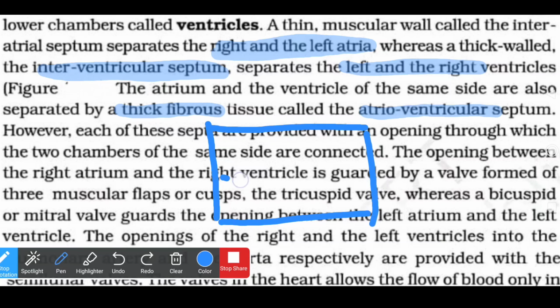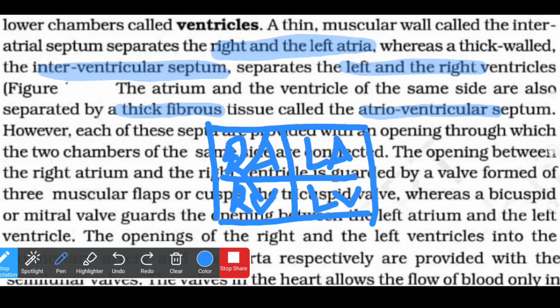Now, if I draw the heart somehow like this: this will be the right atrium, this will be the right ventricle, this will be the left atrium, this will be the left ventricle. So the septum which is separating the right and the left atria is called the interatrial septum. I'll be drawing it here. This is the interatrial septum.